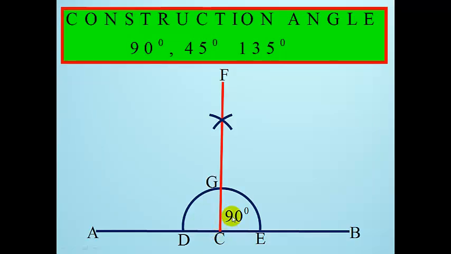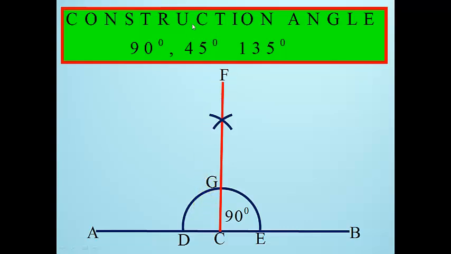This angle is a 90 degrees angle. And the angle at C, that is this angle, is also a 90 degrees angle because the angle that a straight line makes at a point is 180 degrees. So this angle is 90 and this angle is 90. So that is how we construct the 90 degrees angle.